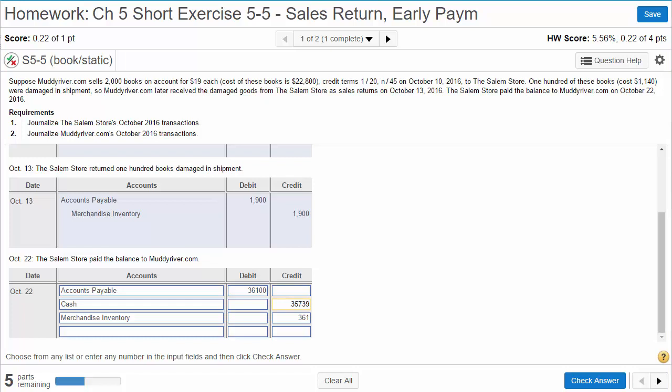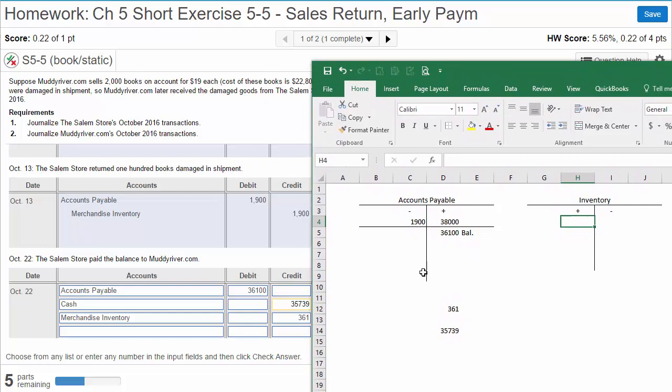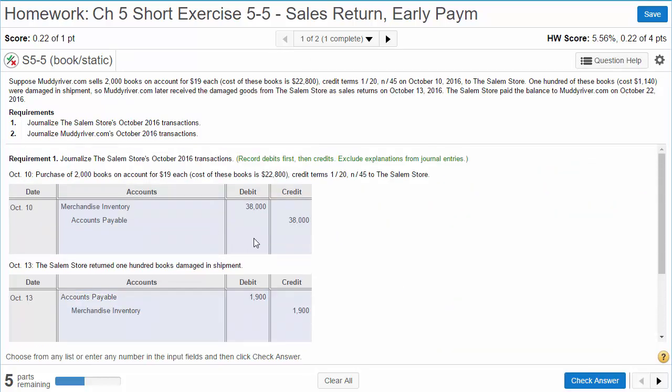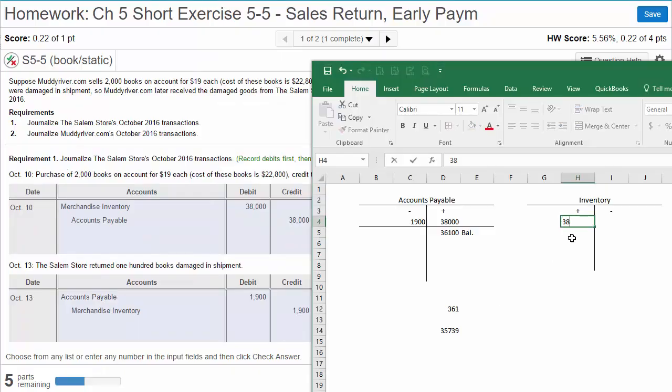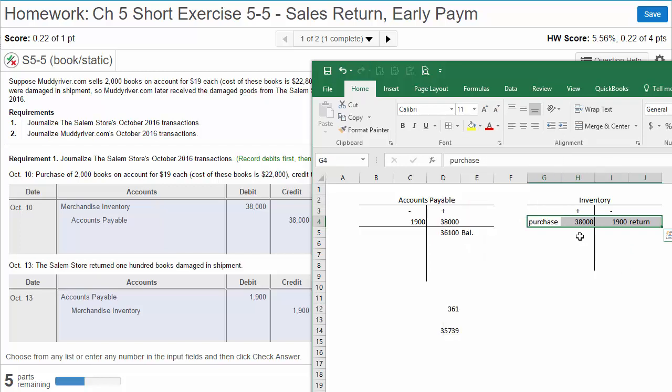So you may be wondering why we're lowering the cost of inventory. Well, let's do a T account for the inventory. So I've created another T account. Let's go back up here and post the T account, see what's going on. So we had 38,000, and this was a purchase. And then we go down here, and we see that we lowered inventory by 1,900. And why did we lower it? That was because it was a return. It was a purchase return. So let's figure out what our balance is. You probably already know this, but I'll just do it anyway.